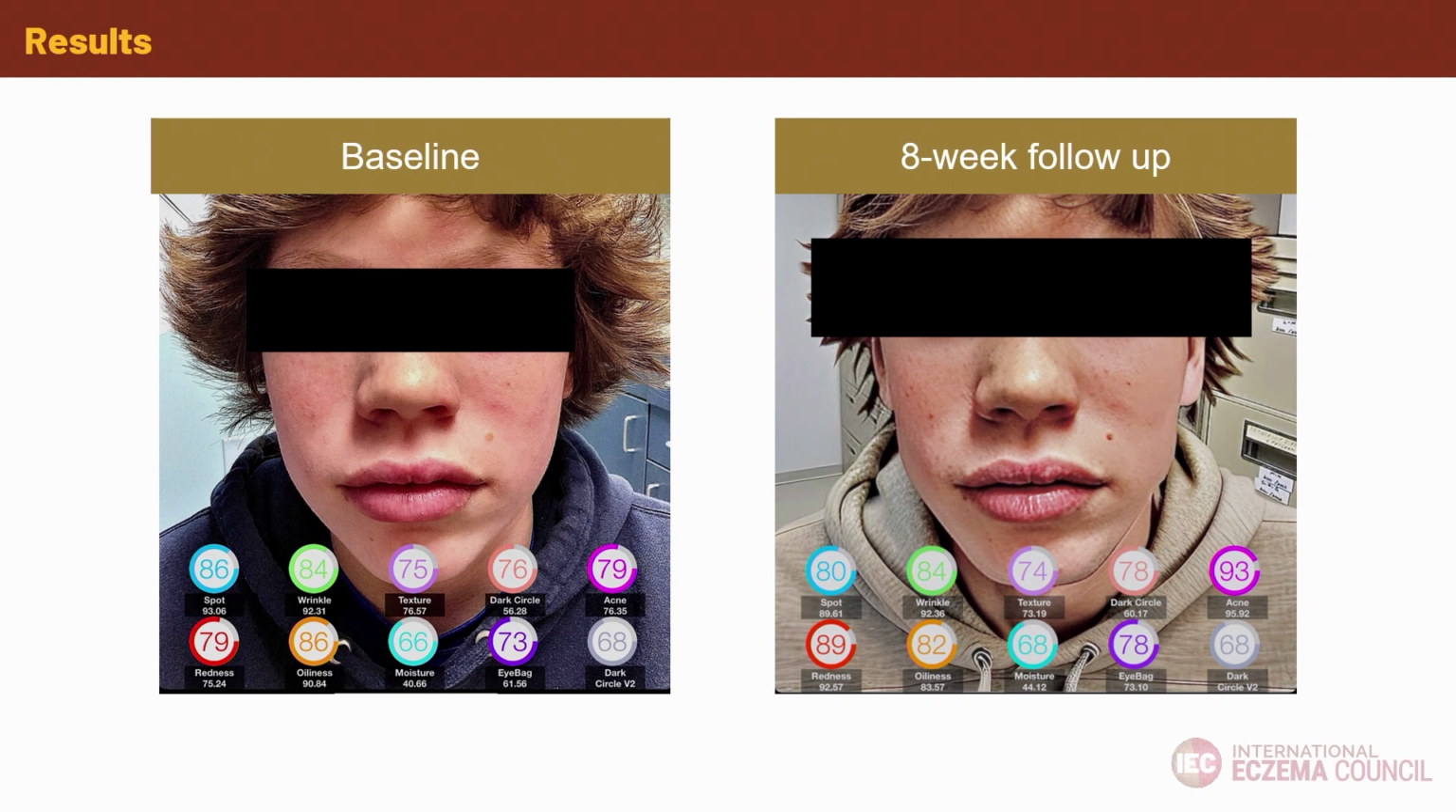So the improvement was primarily noted for redness, which increased from the 79th to 89th percentile. Eye bags increased from the 73rd to the 78th percentile. And eye wrinkles and dark circles, which were our 2 secondary outcome measures, stayed the same at 84 and 68 percentile, respectively. And then we observed similar trends in the majority of the patients that were enrolled in our study.